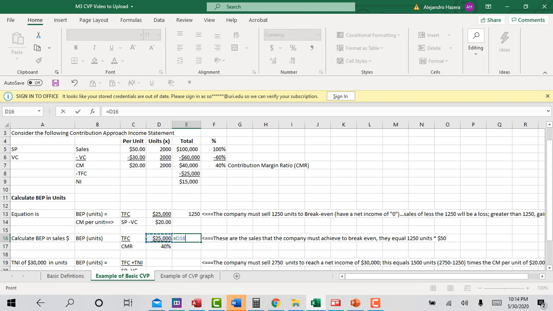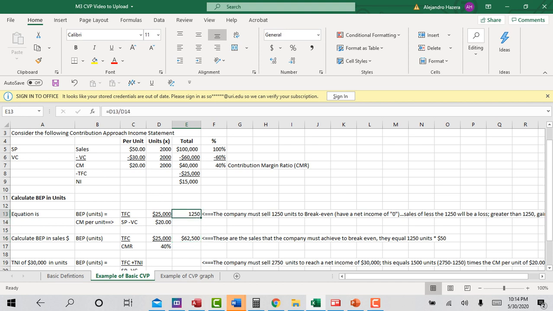So if we divide 25,000 by 40%, that gives you $62,500. That corresponds with the 1,250 units here. What we're saying is that you have to sell 1,250 units to break even, and that represents $62,500 in sales. If you look at my description all the way over here, these are the sales the company must achieve to break even. Those are sales dollars, and it's not a coincidence that they equal your 1,250 units times your $50 sales price per unit, which is right there.